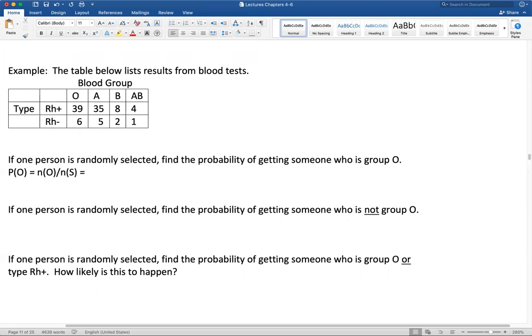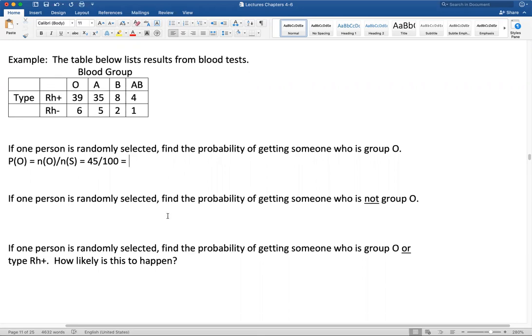Now, how many results are in the table? So we add all the numbers, right? Here the number of outcomes in the sample space is going to be 100. The number of people with blood type O is 39 plus 6, right? Which is 45, divided by 100. And then you need to convert the fraction to a decimal expression with just 3 significant digits. Which is actually 0.45, right?